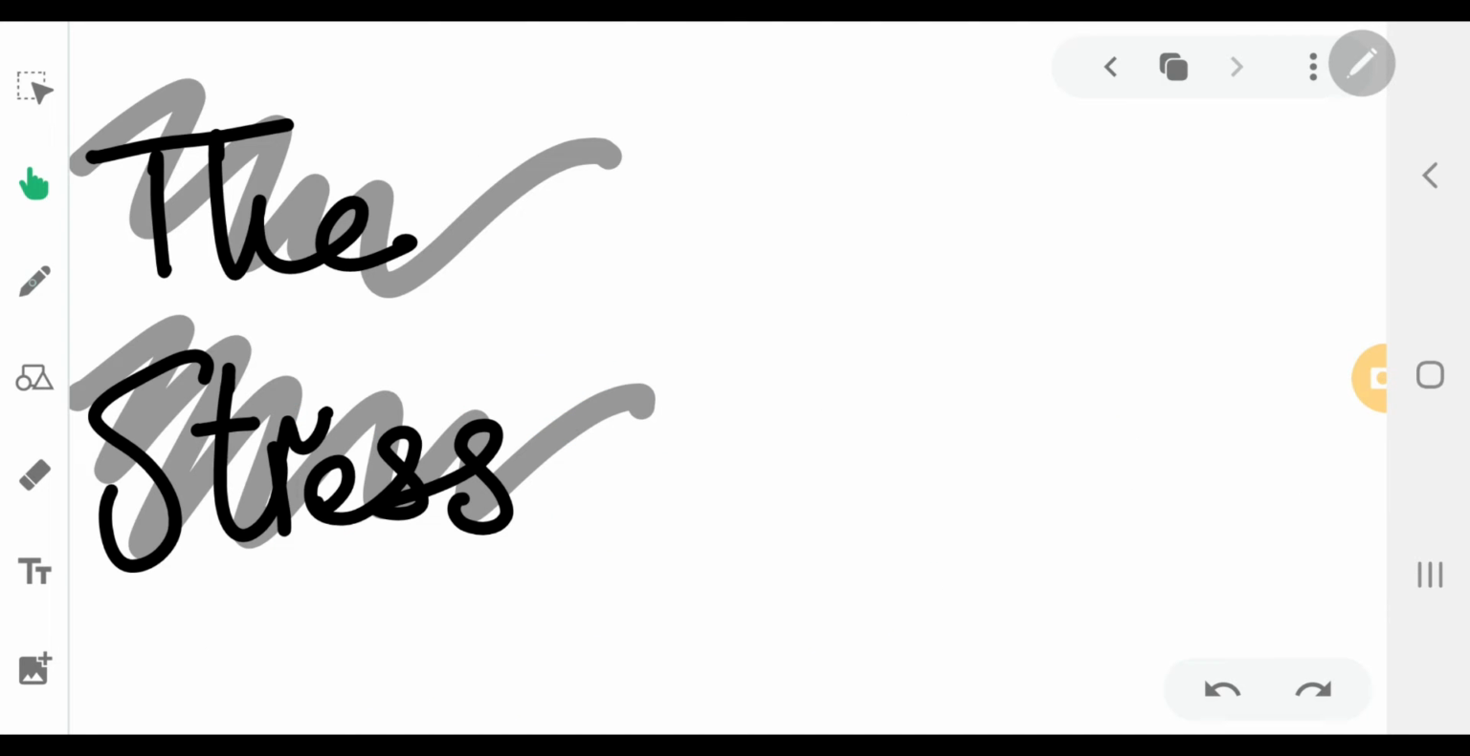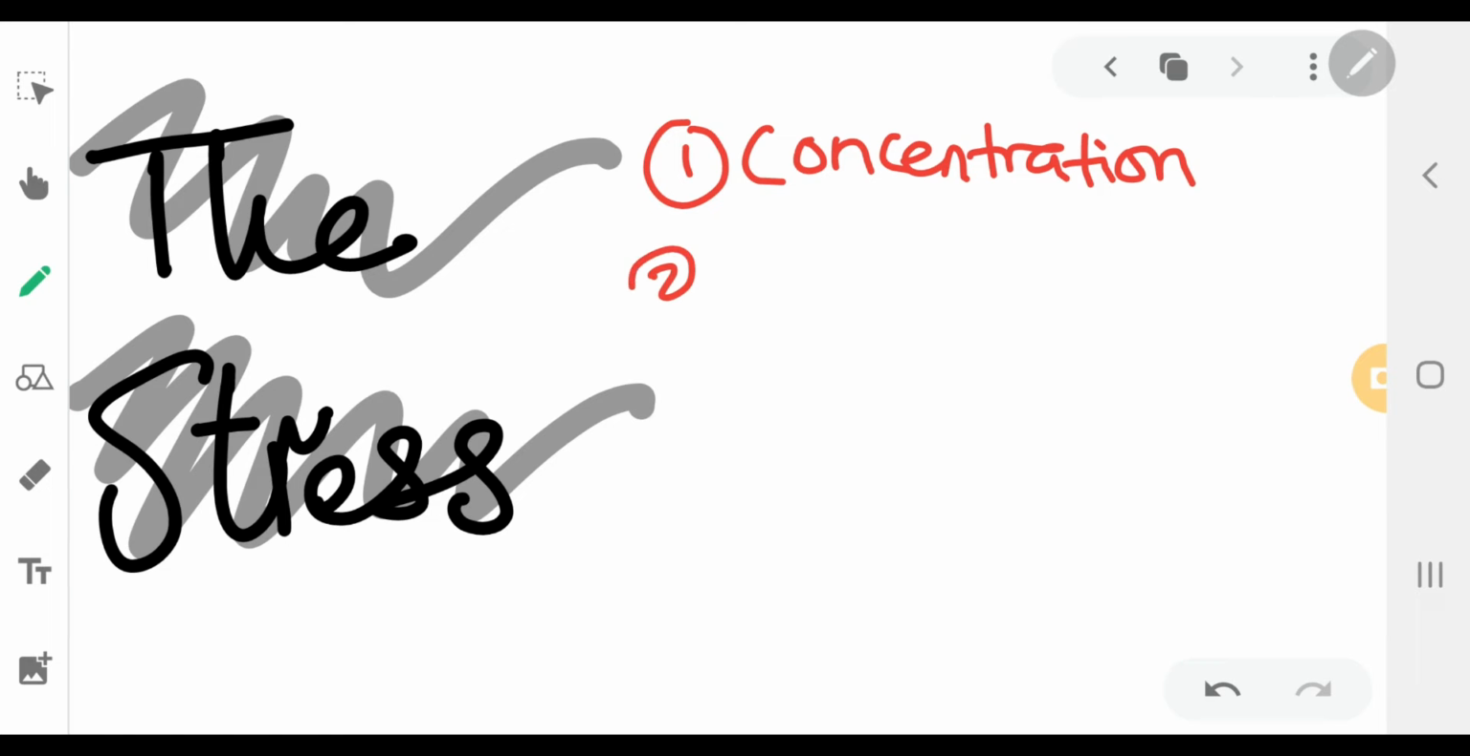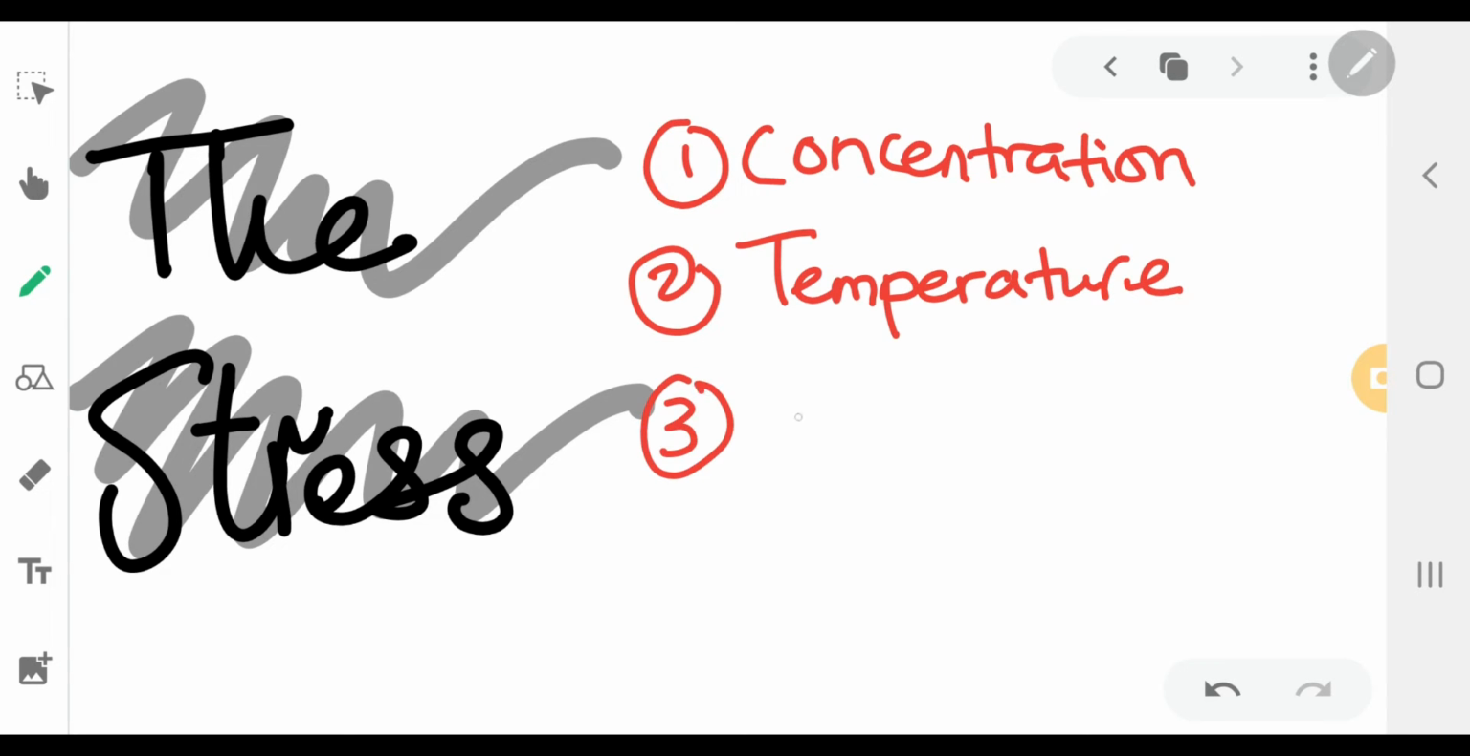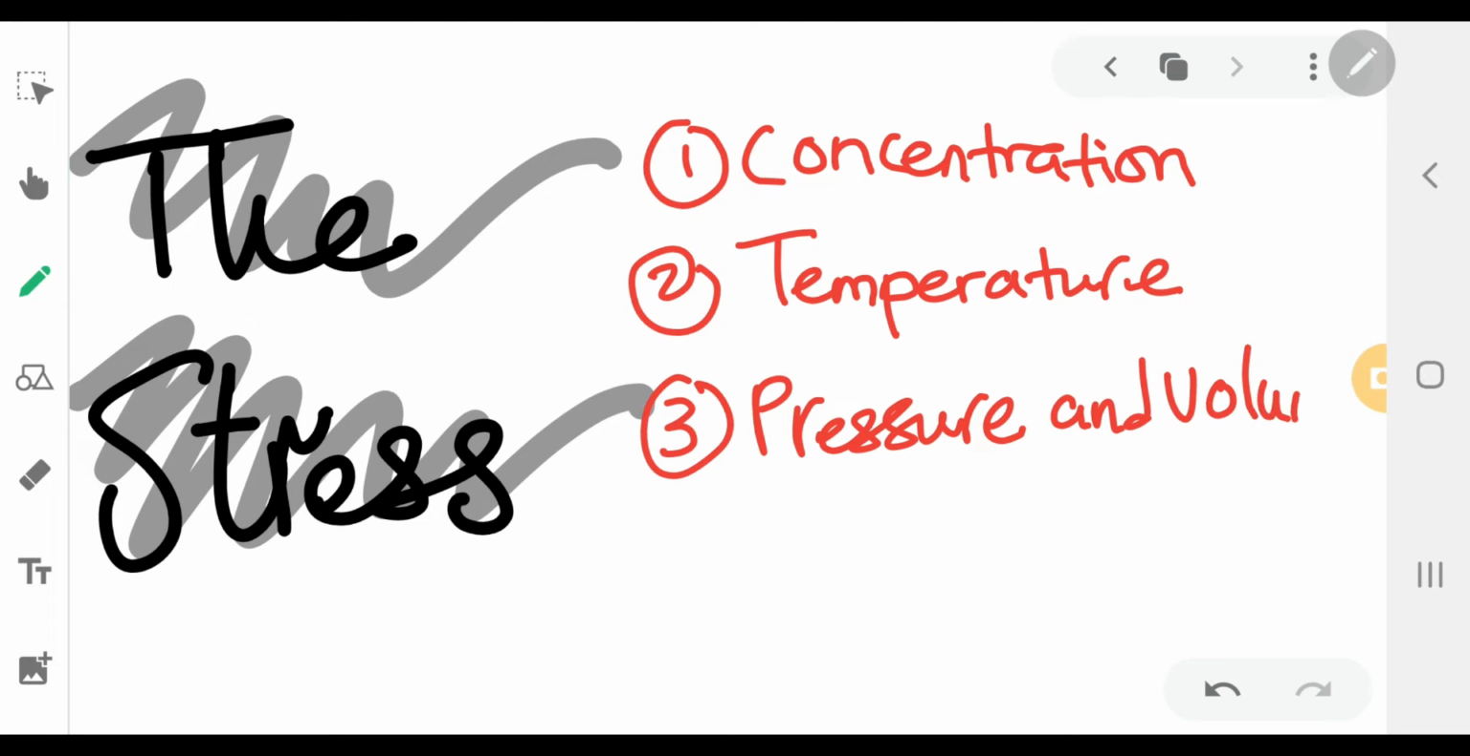There are three types of stress that you need to know for the Le Chatelier principle. The first one we're going to look at is concentration, which is the easiest one. Then we're going to look at the effects of temperature. And the third one is pressure, and usually when we talk about pressure, it will come together with volume. So these are the three stresses that we look at in the discussion about the Le Chatelier principle.